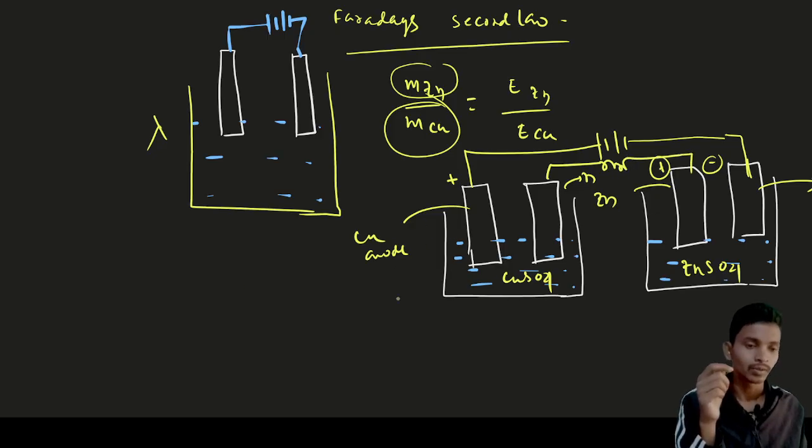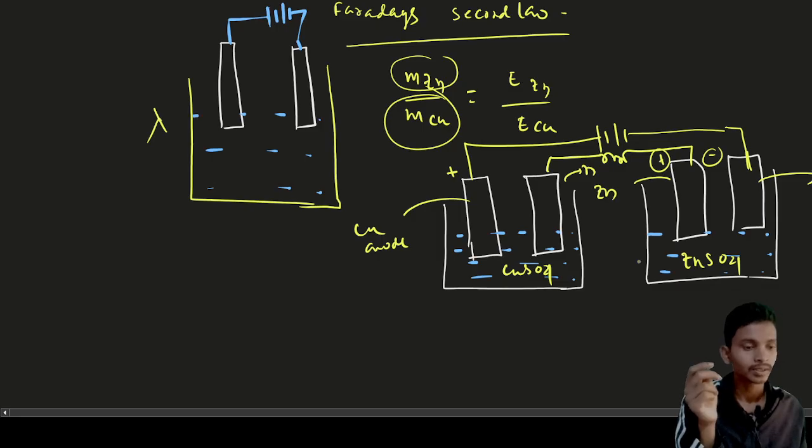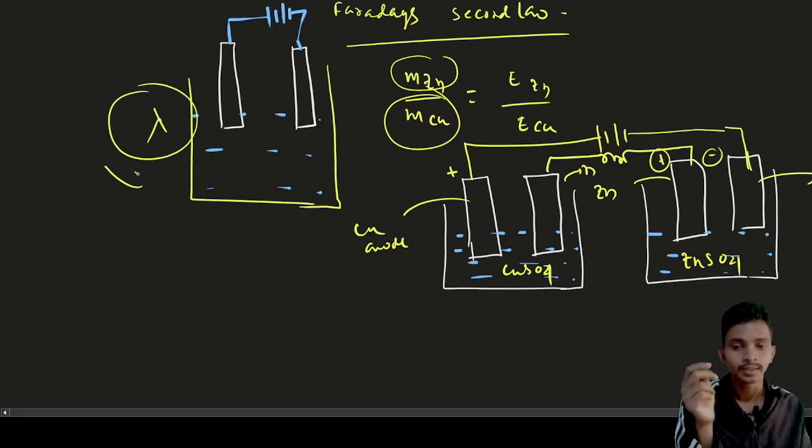Okay, so the picture will look like this, where mass of Zn upon mass of copper equals equivalent mass of zinc upon equivalent mass of copper. Okay, these are the corrections. The earlier diagram was not correct, this is the correct picture.